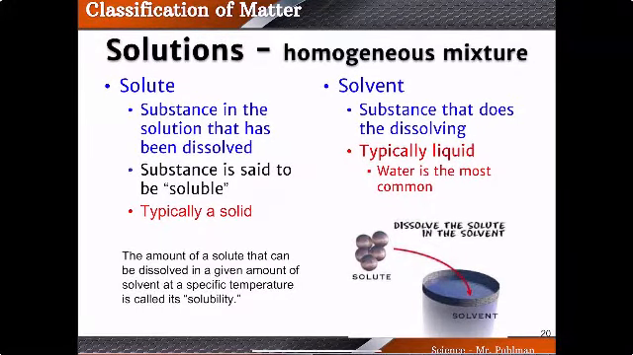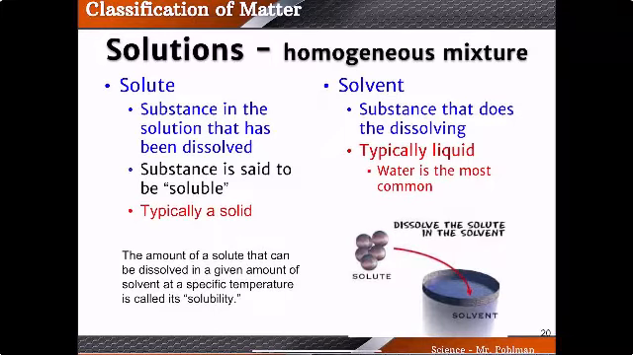So what do we have to have in order to form a solution? You have to have two things. You have to have a solute. The solute is the thing that's going to be dissolved. It's the sugar that you're putting into your tea. It's the salt that you're putting in the water. If something can be dissolved, we say that it is soluble. Okay? So if it is soluble, then it can be dissolved.